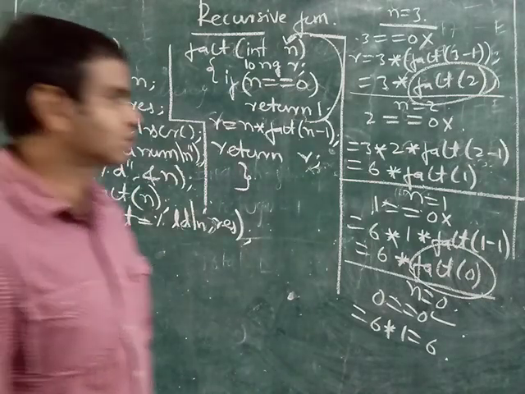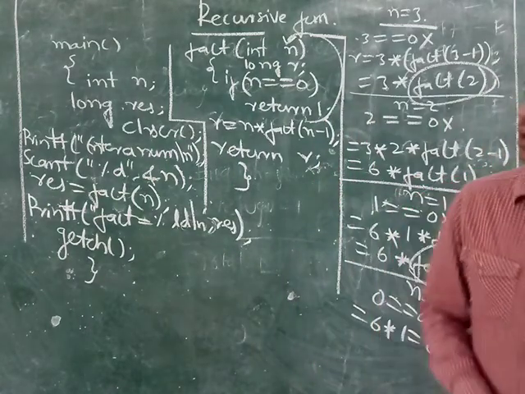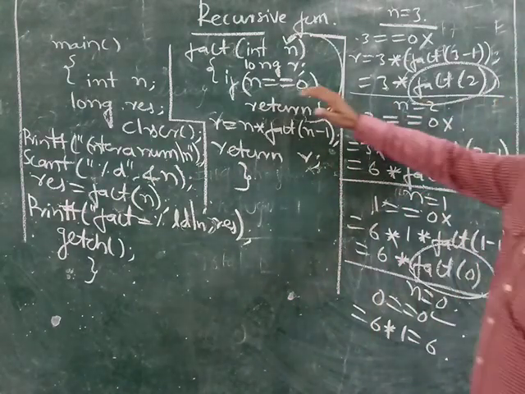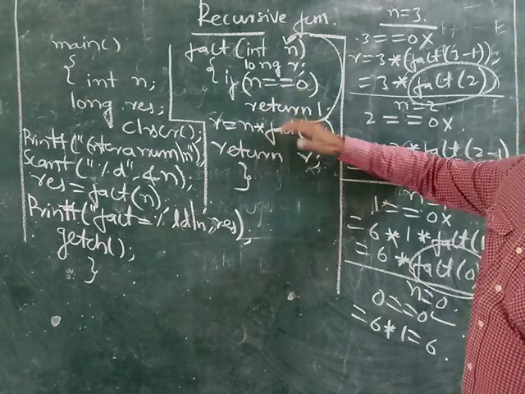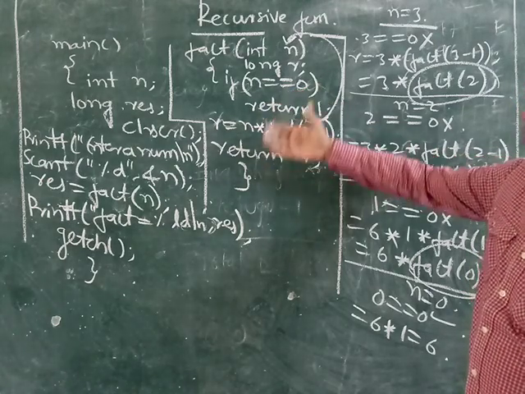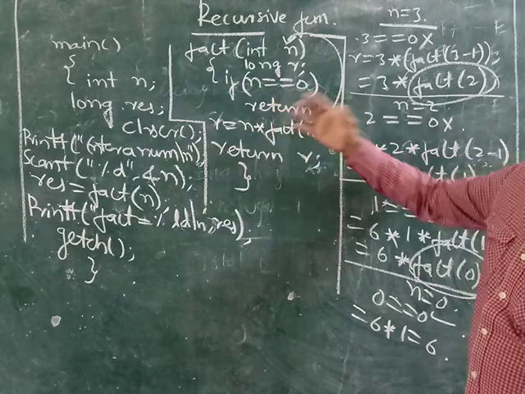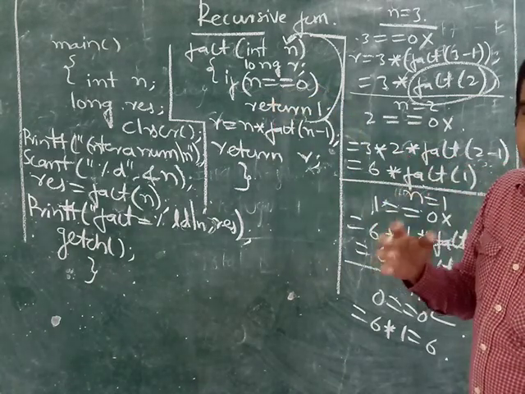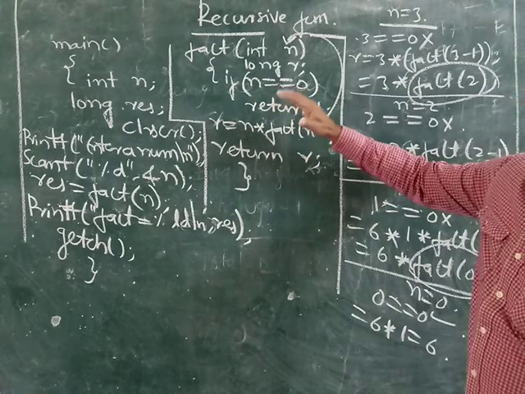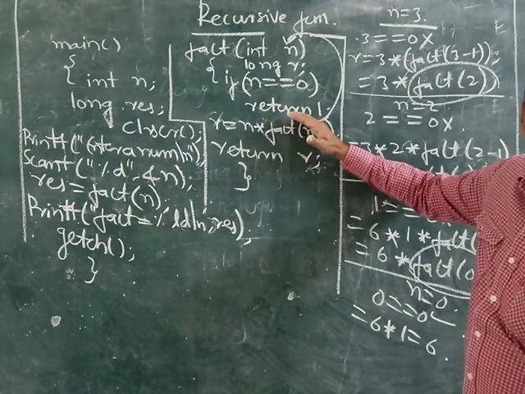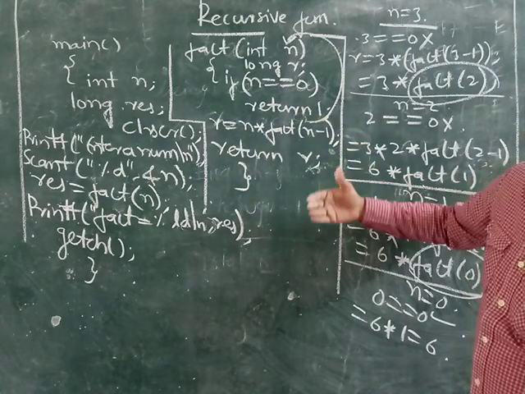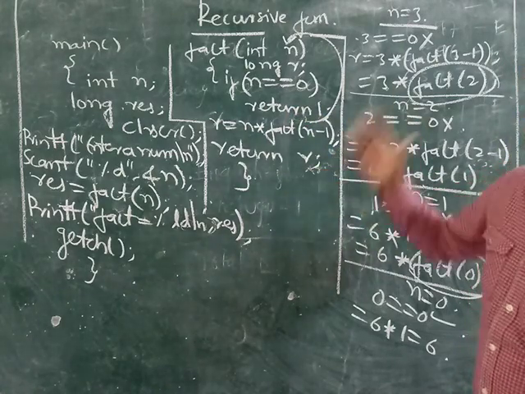So this is the way. When it will break: when the n value is equal to 0, at that time we specify return 1. So if you pass fact of 0, the value is also 1. The recursive function breaks when the cursor hits n value equal to 0, where we return 1. At that time only it will break. Otherwise, the function calls itself until we get n value 0.